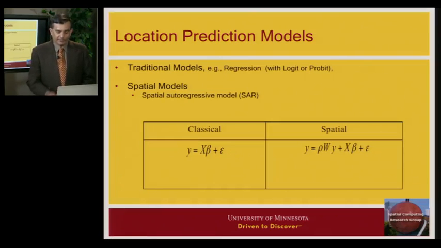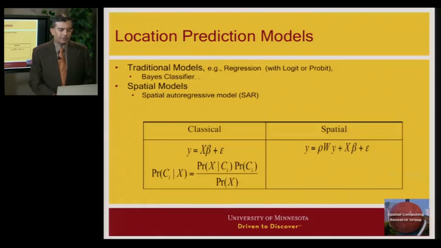So if you know the Bayesian classifier, which looks something like this, the probability of a class at a location in the classical Bayesian classifier is dependent only on explanatory variables at the same location, and you can write Bayes rule and try to learn an underlying model.